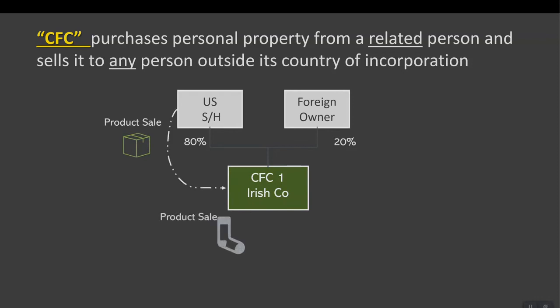If Irish Co. then on-sells the products to customers, and the customers are outside of Ireland, and let's say that shoes are being sold in Italy, Subpart F income says the income earned by Irish Co. on the sale of the goods to Italy is foreign-based company sales income. Any sales made to customers in Ireland, on the other hand, would not be included in this income. They would not be Subpart F.